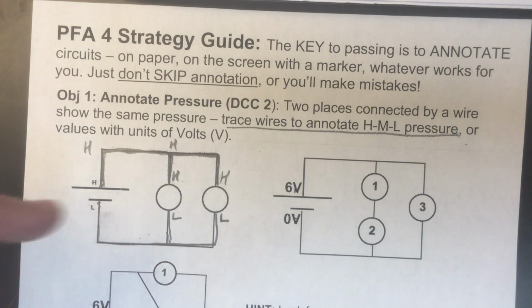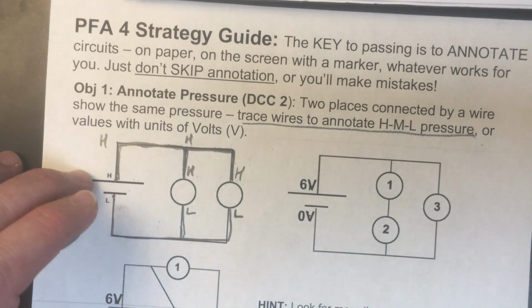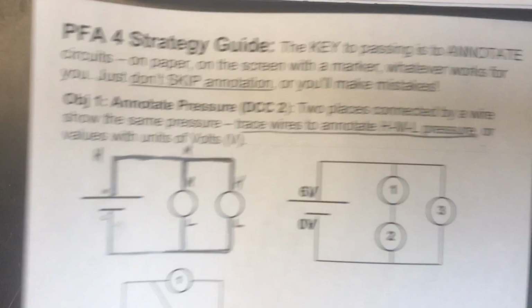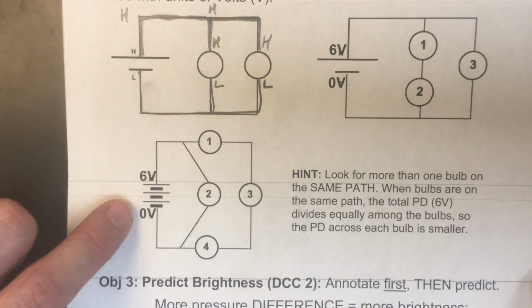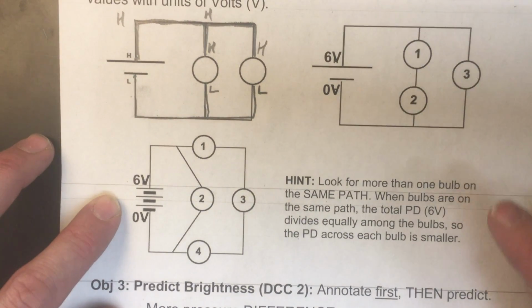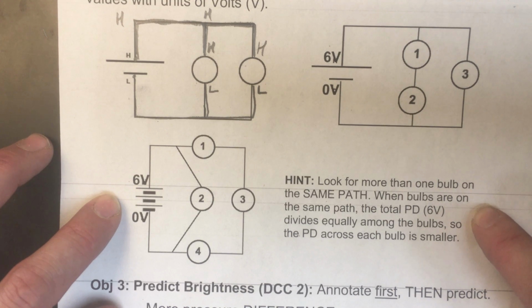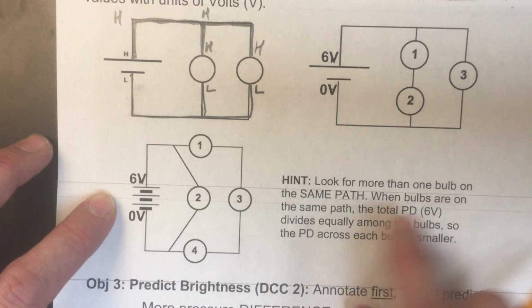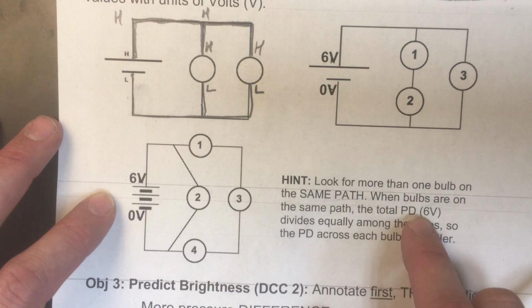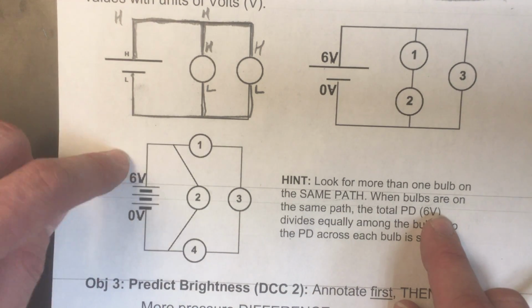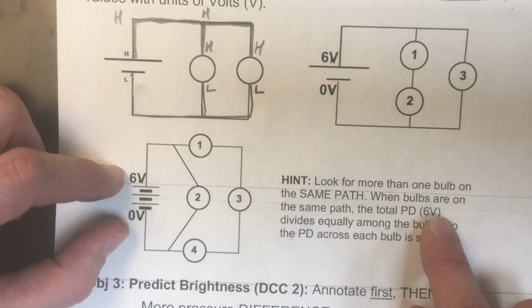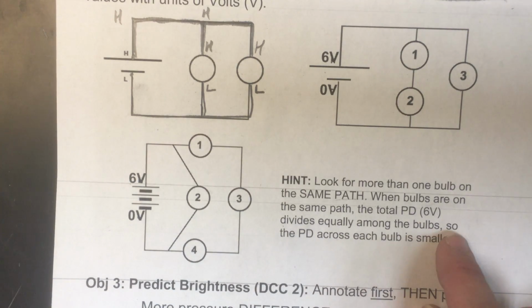This is a pretty simple version of a circuit, but it can get more complicated. So I'm going to show you some more complicated examples. Down here, I'm not going to do the whole thing for you, but I want to point out this hint. Look for more than one bulb on the same path. When bulbs are on the same path, the total PD, in this case 6 volts, the difference between these two sides of the battery, is 6, divides equally among the bulbs.